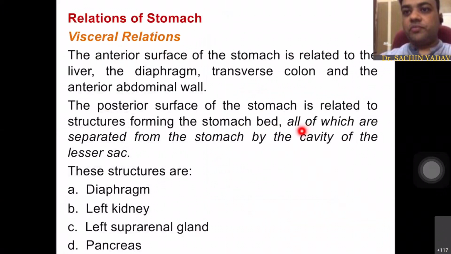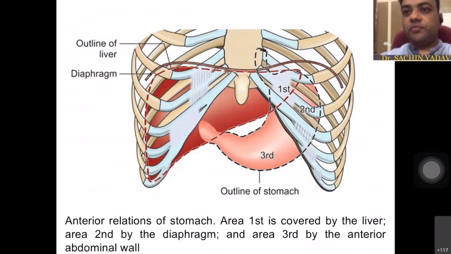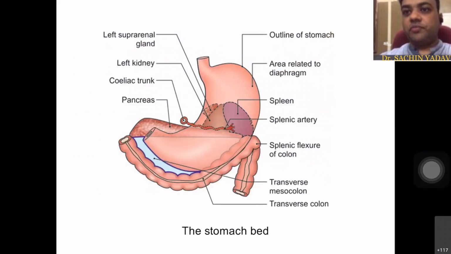All of these structures forming the stomach bed are separated from the stomach by the cavity of the lesser sac, except the spleen. The spleen also forms part of the stomach bed, but it is separated from the stomach by the greater sac. So what are the structures of the stomach bed? These are the diaphragm, left kidney, left suprarenal gland, and pancreas. You can see the splenic artery running over the superior border of the pancreas, the kidney with the suprarenal gland, and the spleen.